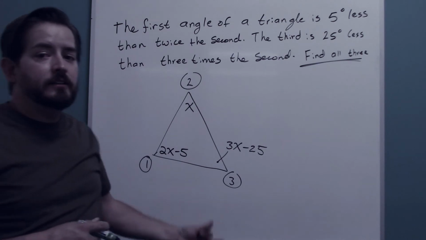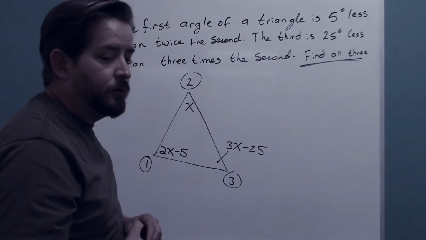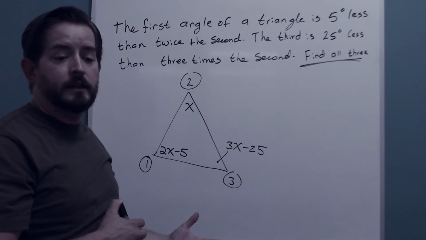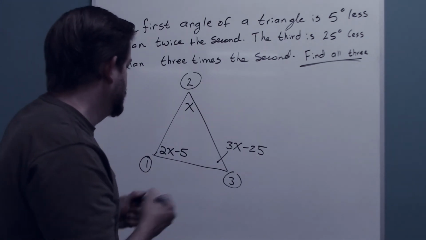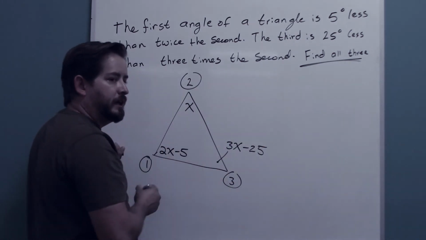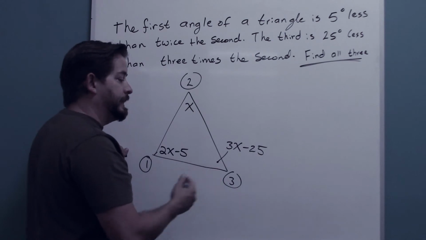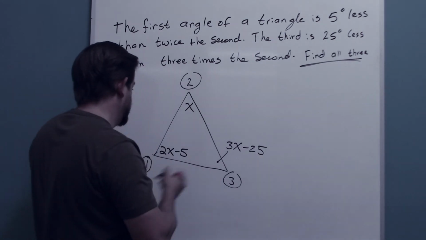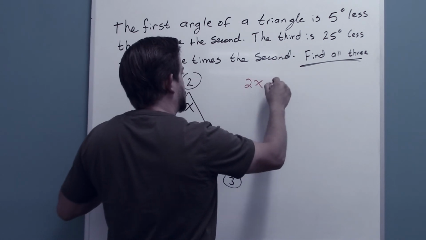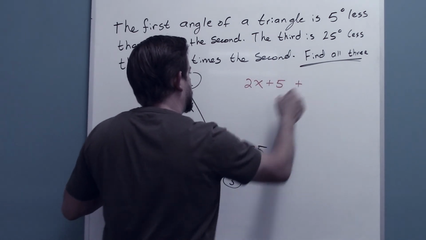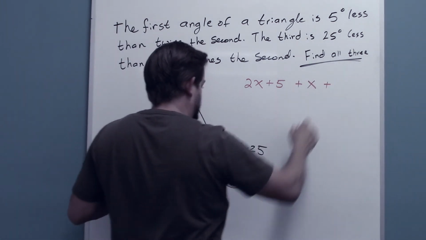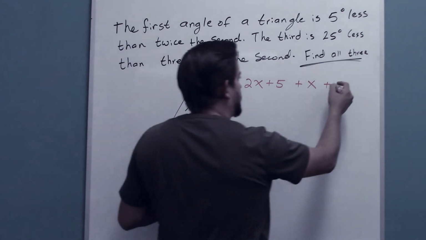Now the last thing that I need to know here, and you should know, is that the sum of all of the angles in a triangle is 180. And that's an equation for us. Because if I take angle 1 plus angle 2 plus angle 3, it should be 180 degrees. And that gives us this. Angle 1 is 2x plus 5. Angle 2 is x. Angle 3 is 3x minus 25.